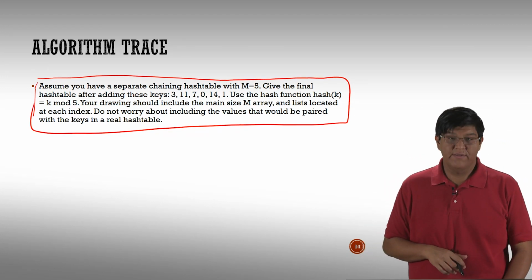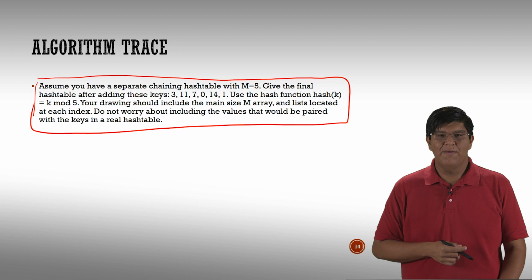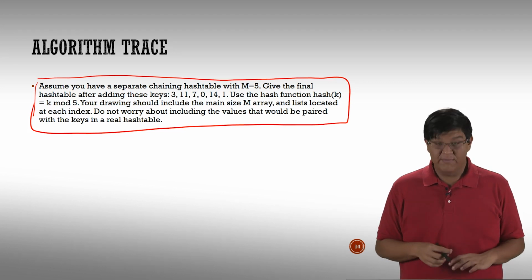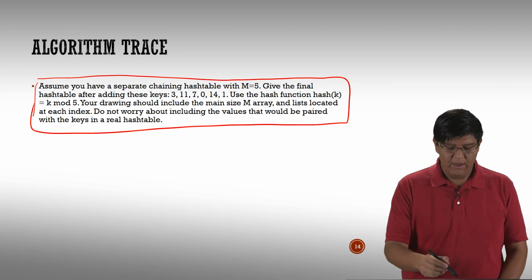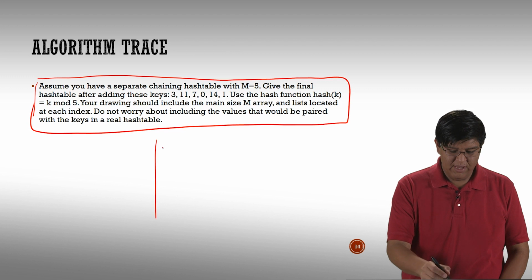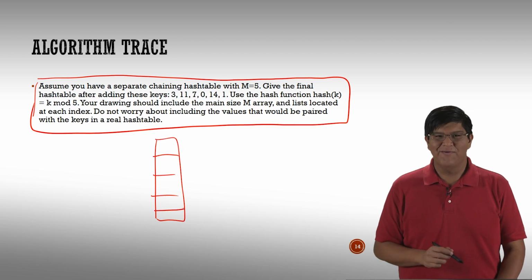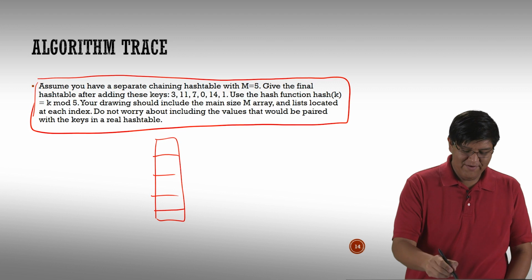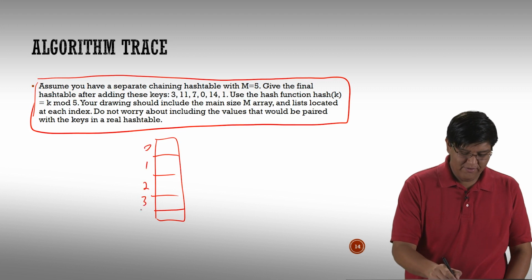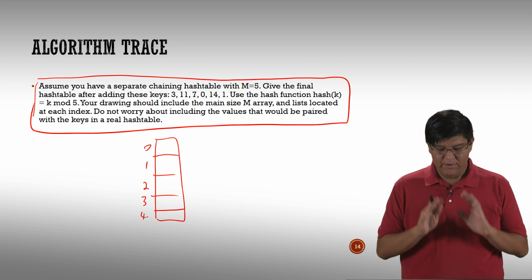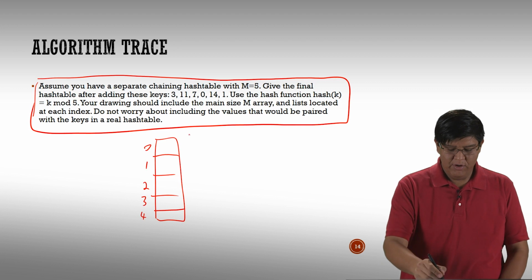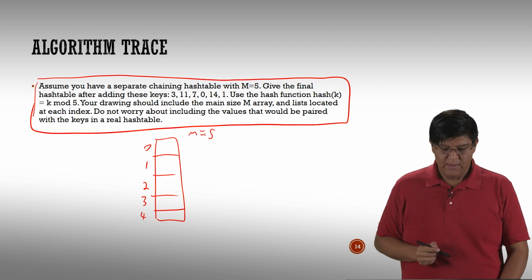So first bit here is, assume we have a chain hash table with m equal 5. So that's how many slots I have. So maybe I can start to draw it. I'm going to draw it vertically because I know that if this is a chain hash table, I need to have space for lists as well. So I will draw this in over here. Over here I have basically indices 0, 1, 2, 3, 4. Okay, so that's my table off to the side, m equal 5.